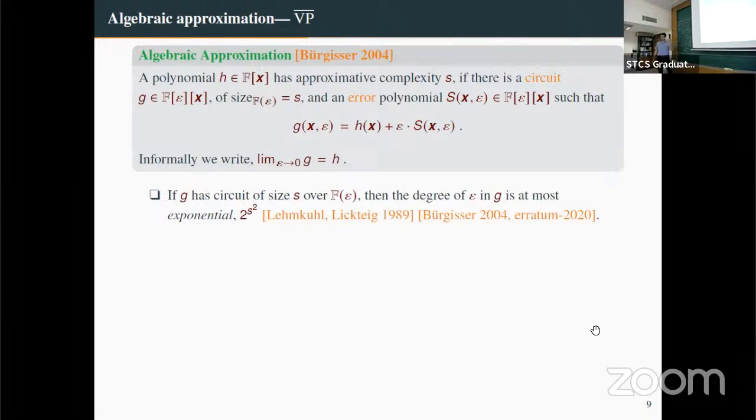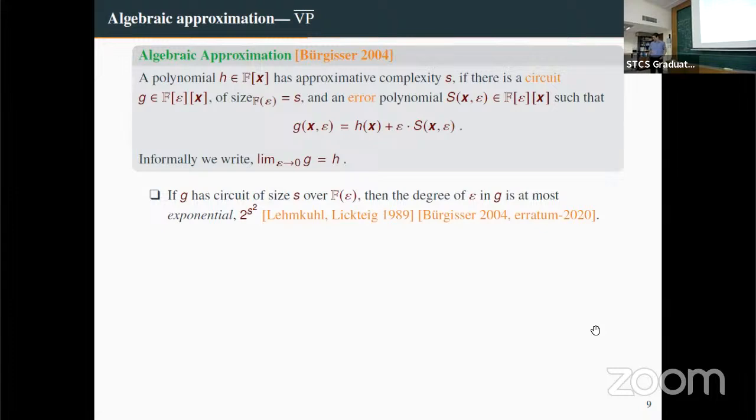Okay, so whatever h you want to compute, say of degree s, you only need to go for epsilon degree exponential in s. That's a highly non-trivial theorem because by the definition, it doesn't say anything about the degree of epsilon. It could have been anything, or it could have been infinite.